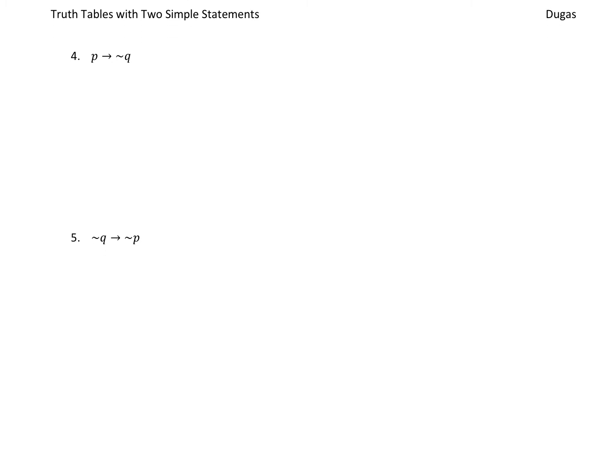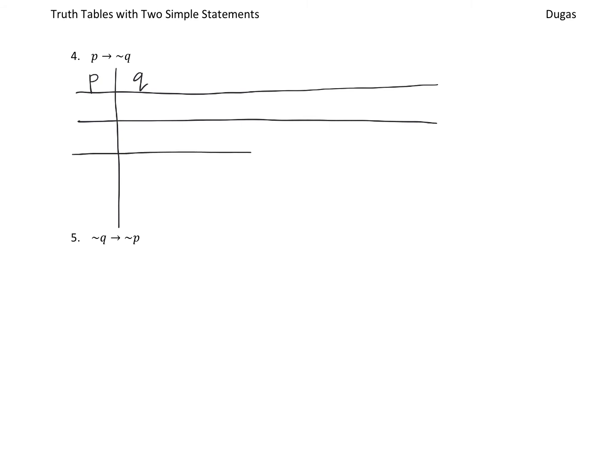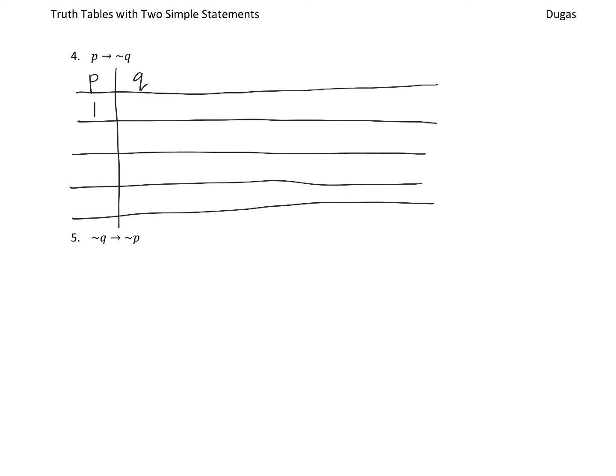So number 4, we're going to do the same thing here. We have P, we have Q, we have 2 simple statements. So we start by creating 4 rows and filling in true, true, false, false, true, false, true, false. And then we're going to add in columns as necessary.